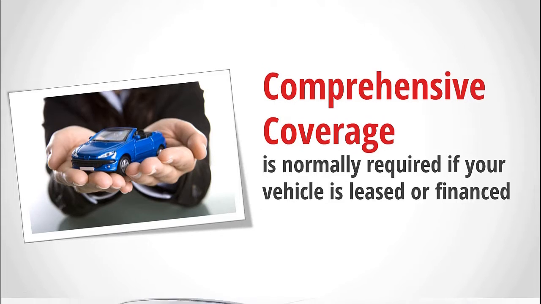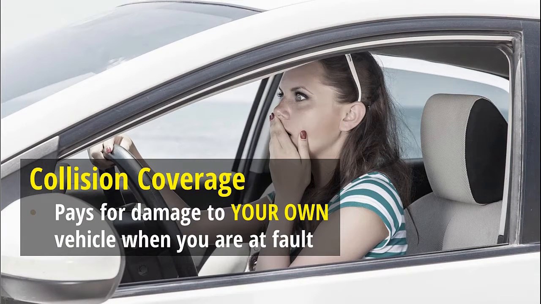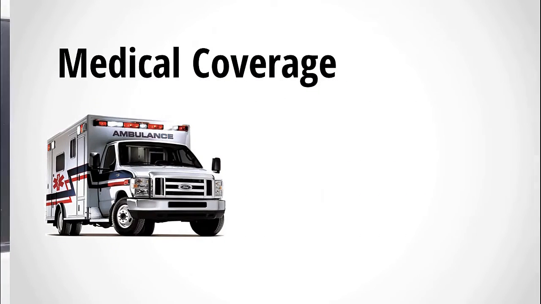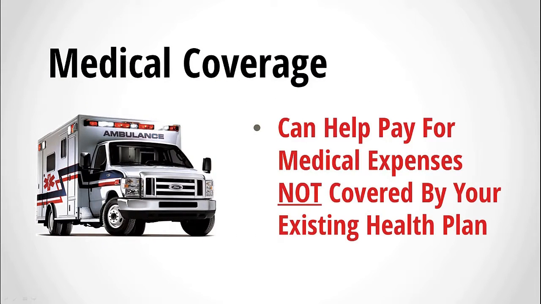The next type of coverage is collision insurance. This type of insurance pays for the damage to your vehicle resulting from an accident, whether or not the accident is your fault. The next type of coverage is medical coverage. This coverage can help pay for many medical expenses that may not be covered by your existing medical insurance plans. It can also provide coverage for you or a family member when riding in someone else's vehicle.